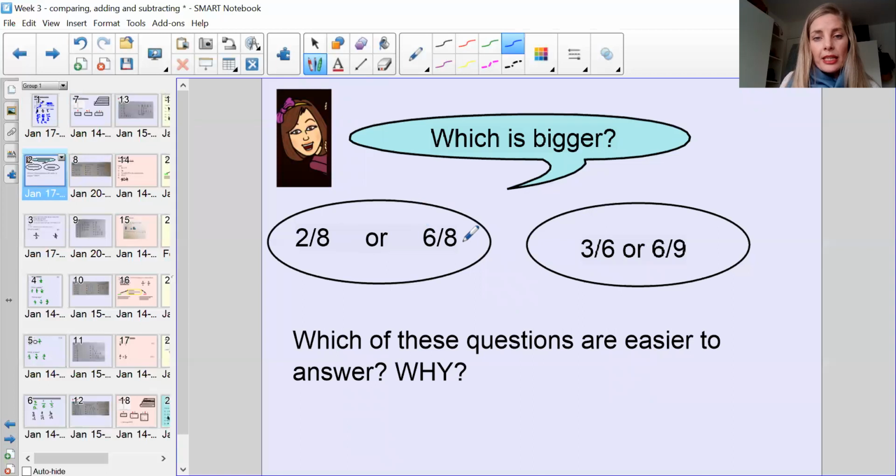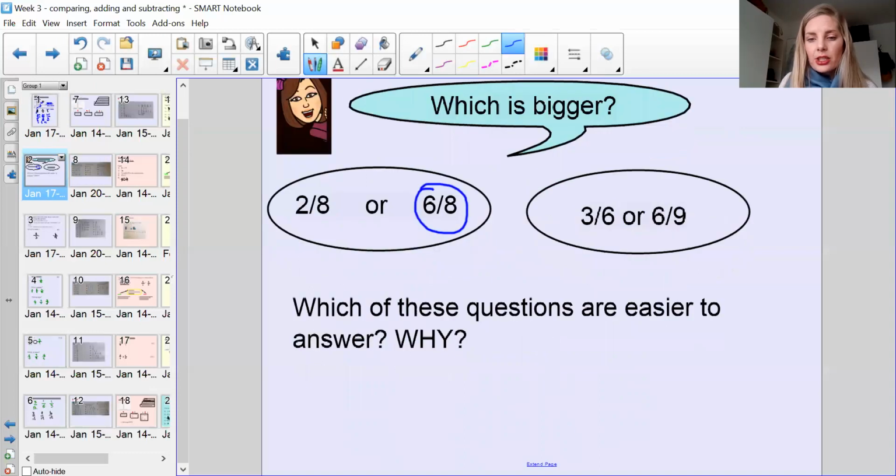Right, first of all, both these denominators are the same, which makes it very easy for me to work out which one is bigger. Is it 2/8 or 6/8? Now that would then answer this question as to why this question is easier, okay, because they both have the same denominator. So I don't have to do any form of calculation to work out equivalent fractions to get the same denominator. So is 2 or 6 bigger? 6 is going to be bigger, so my 6/8 fraction is bigger.